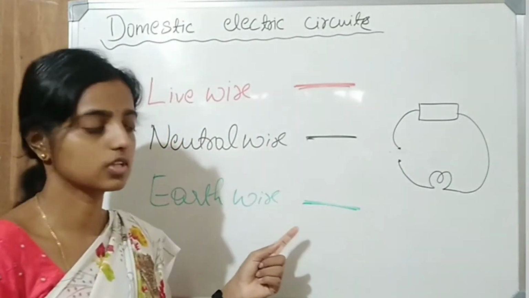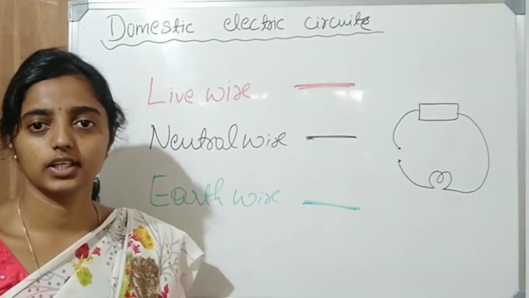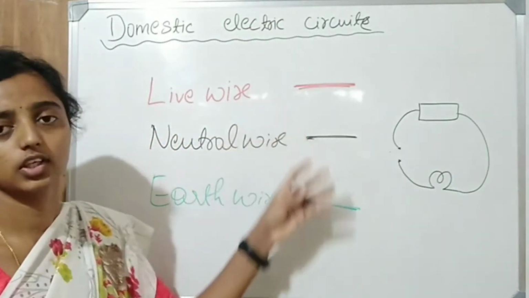I will tell why the earth wire is used later. The earth wire is for safety purposes, to avoid shocks. For that purpose, they use green color. And this is how the color combination works.